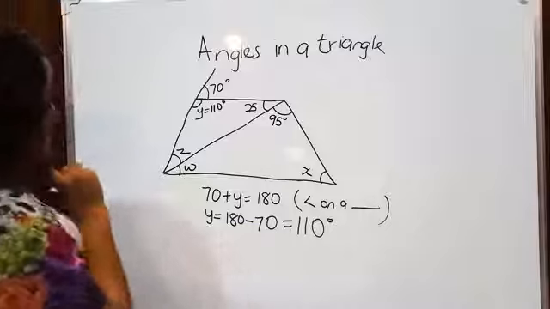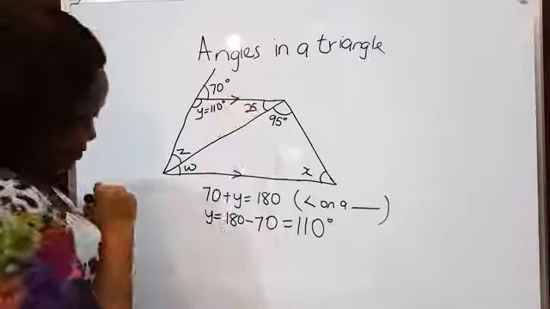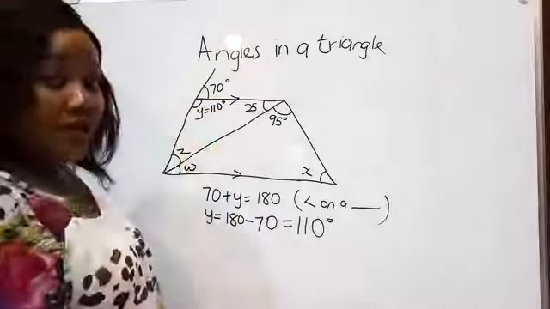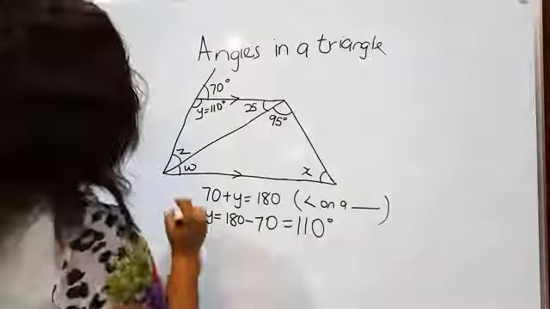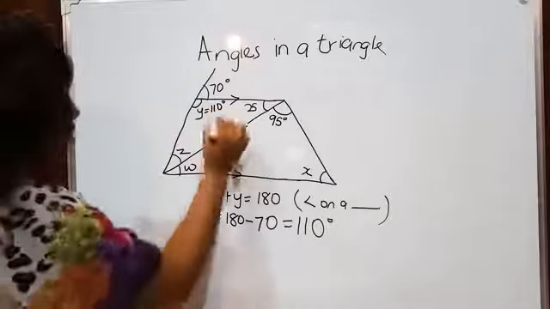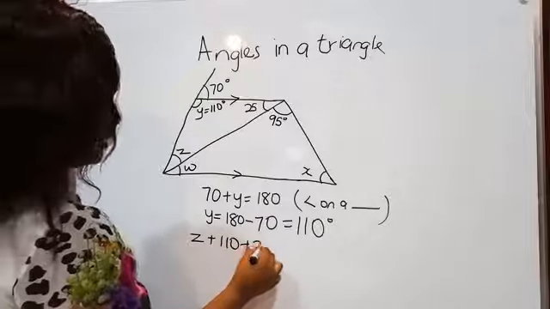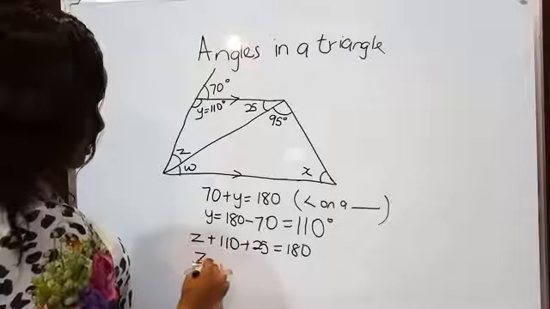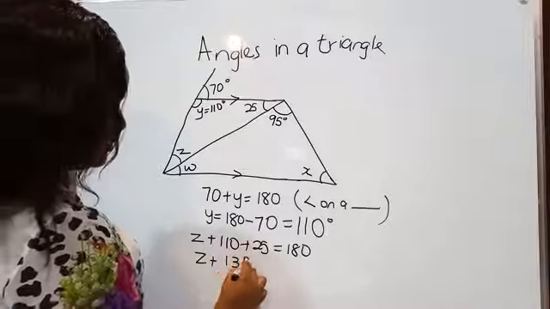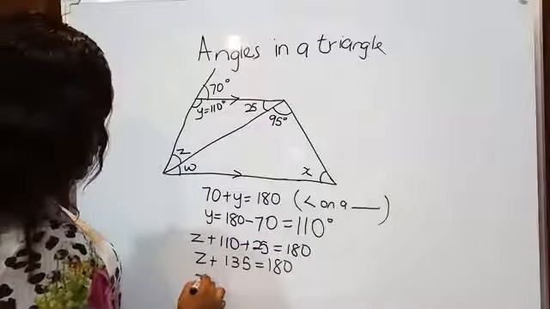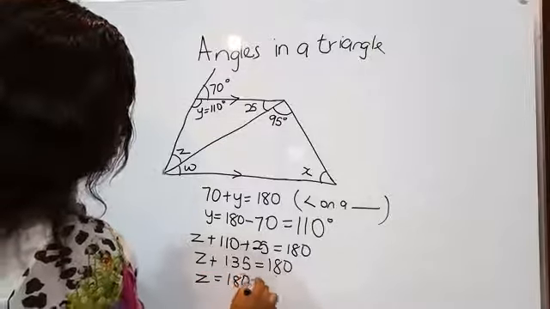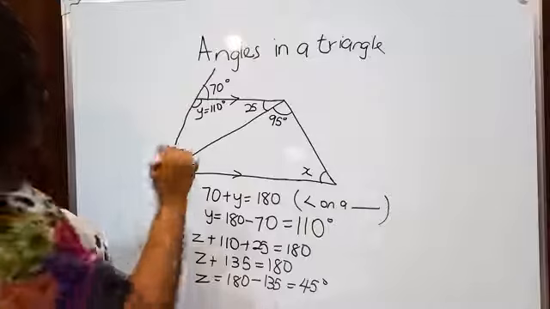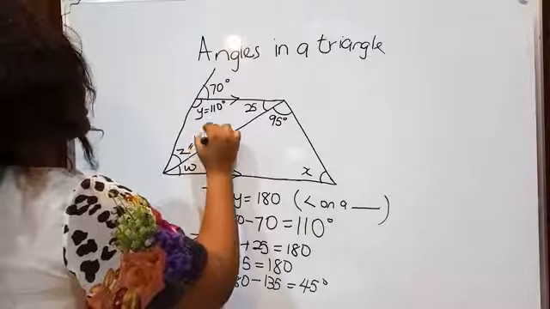Now let's try getting our z. Sorry, this is supposed to be a parallel line. Our z plus y plus 25 should give us 180. Reason being, sum of angles in a triangle. So you have z plus 110 plus 25 equals 180. 110 plus 25 is 135, so z plus 135 equals 180. Our z equals 180 minus 135, and that gives us 45 degrees.